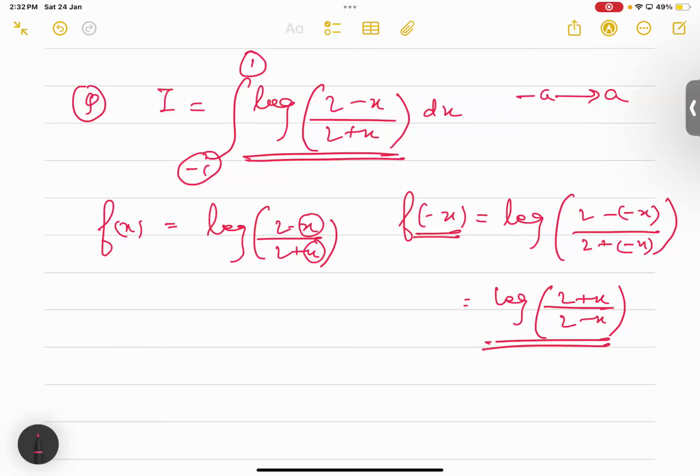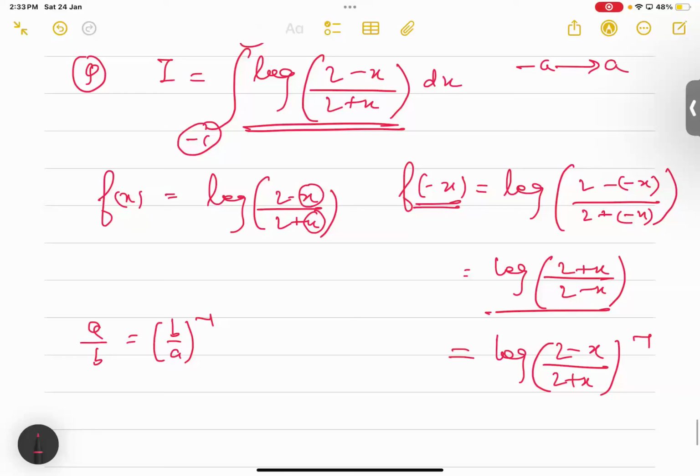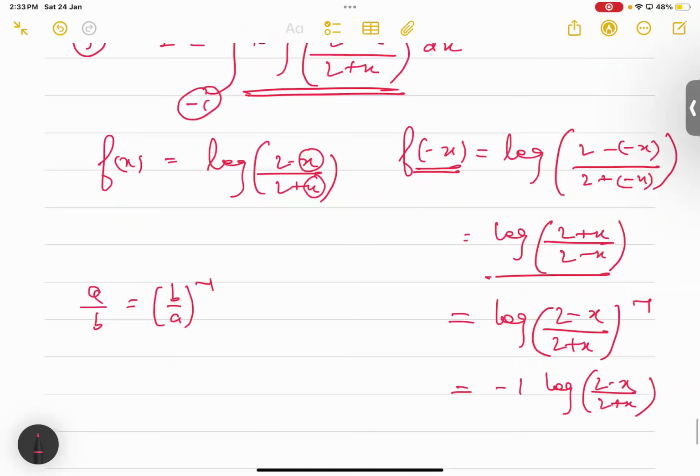Is this related to f of x, guys? Is this related to this, or is it exactly the reverse within the bracket? Within the bracket, it is reversed. The numerator became denominator, denominator became numerator. Now see, I'm sending the numerator up and denominator down, so it will be to the power minus 1. A upon b is equal to b upon a raised to minus 1. Correct? Yes or no? Log a raised to b is b log a.